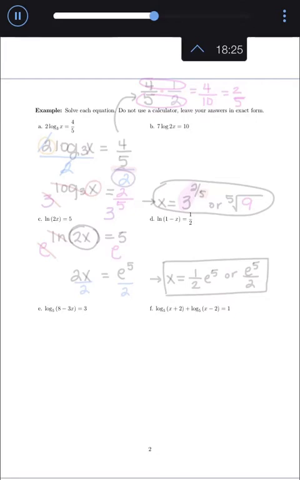Let's look at solving equations that involve logarithms of different bases. So how are we going to solve equations that have logarithms? Well, to get rid of the logarithms, we'll use exponentials with the same base. So let's take a look. Let's start with the first problem, A.